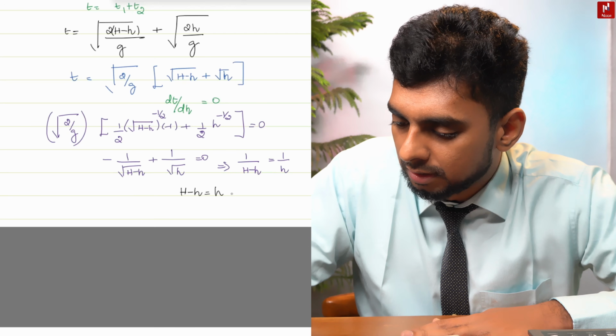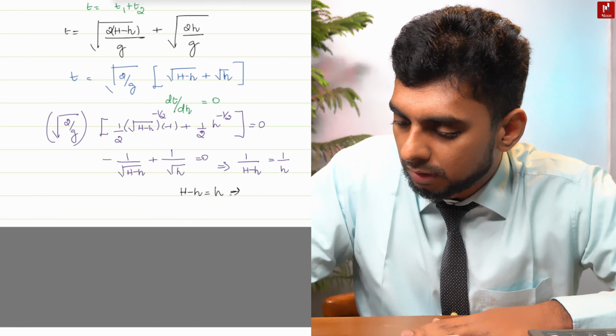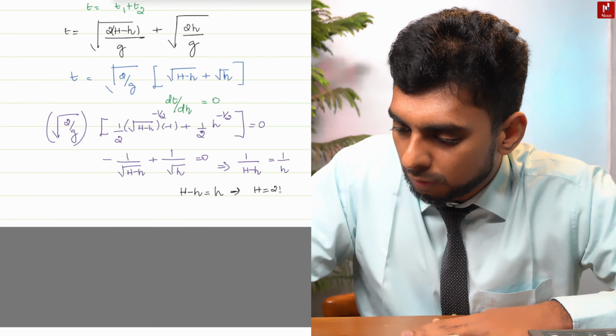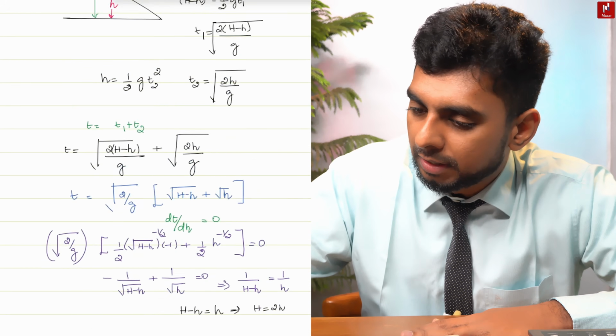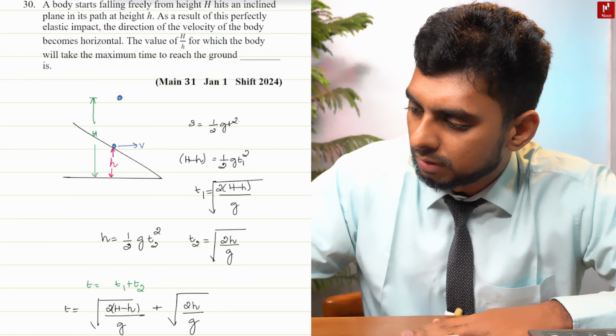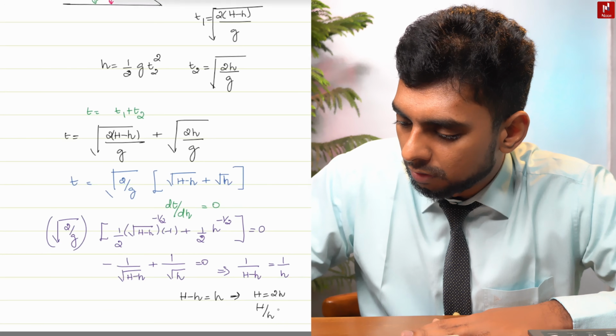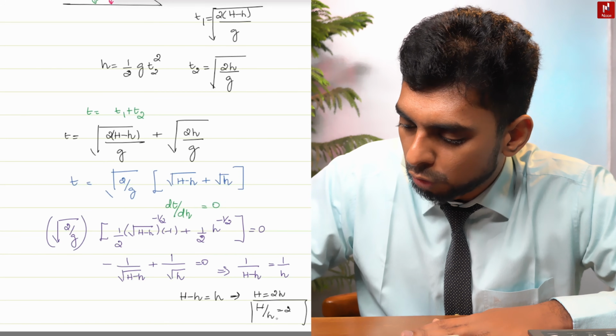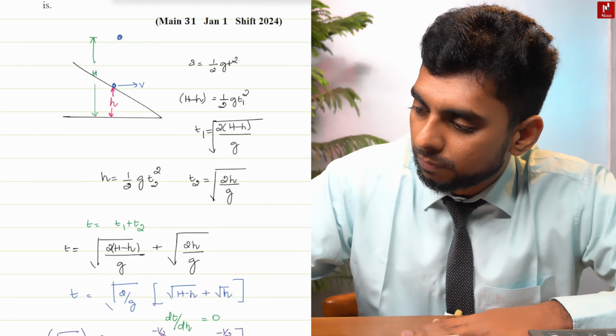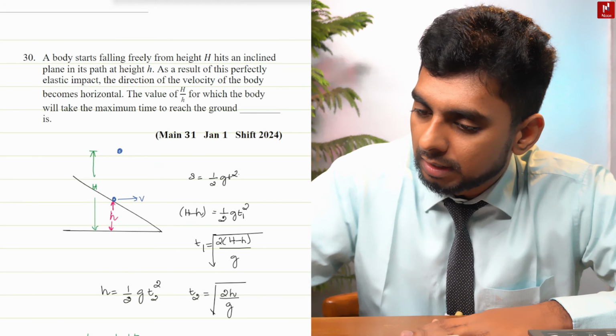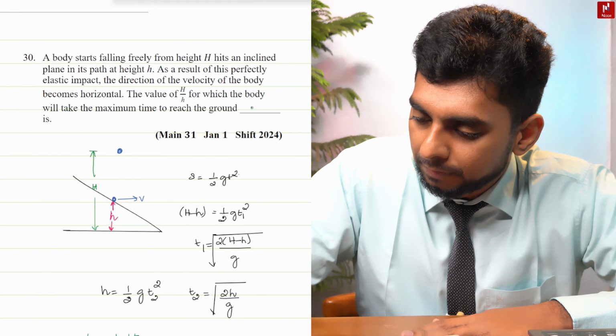That gives you H. So this one will give you capital H. That's going to be like 2H. What they're asking us to find is capital H divided by small h. So that will be capital H divided by small h, which is going to be 2. So the answer here is 2. So the number that you need to type is actually 2, right?